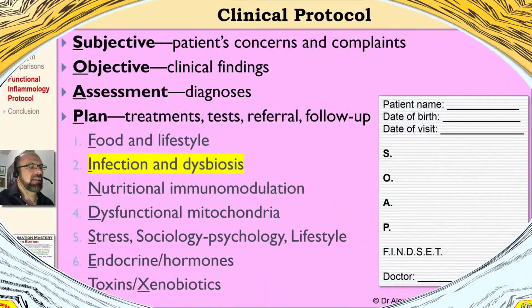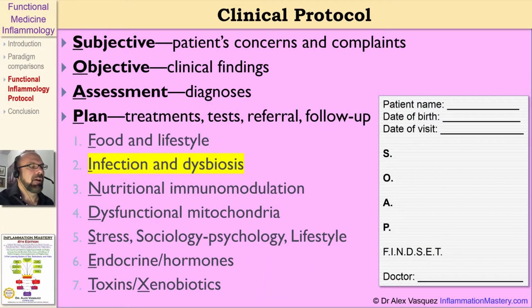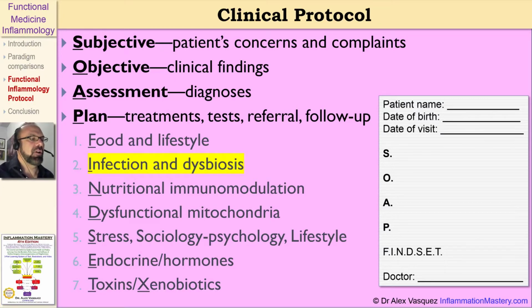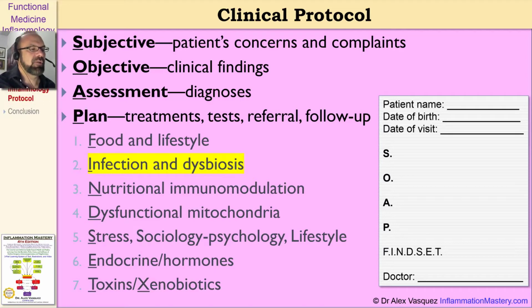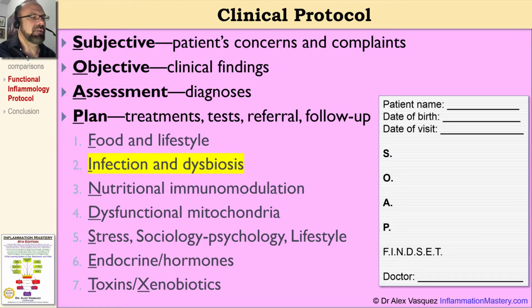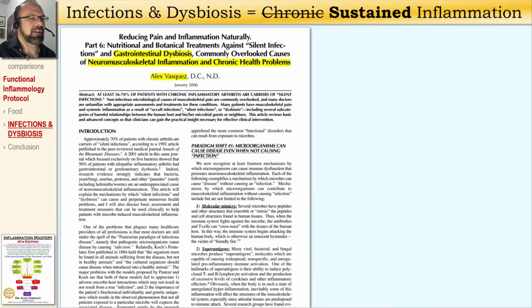So that brings us to the end of my quick overview of food, diet, and lifestyle as part of the functional inflammology protocol. I'll pass through the following sections a bit more rapidly because we needed to establish a good, healthy, foundational diet and lifestyle. I just reviewed some of those components with you. I'm now going to discuss infection and dysbiosis. Then I'll talk about nutritional immunomodulation and dysfunctional mitochondria.